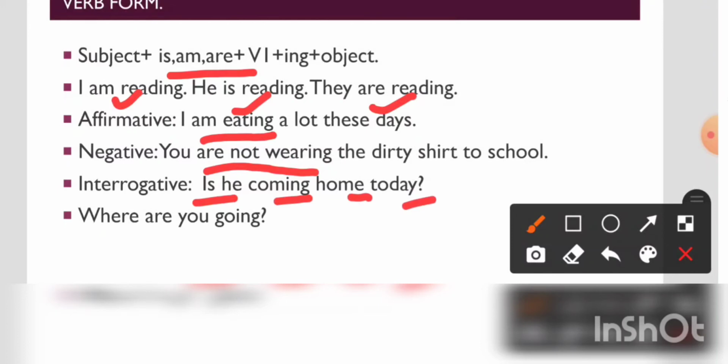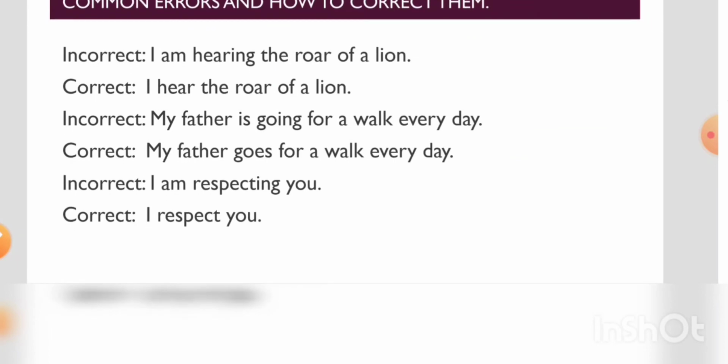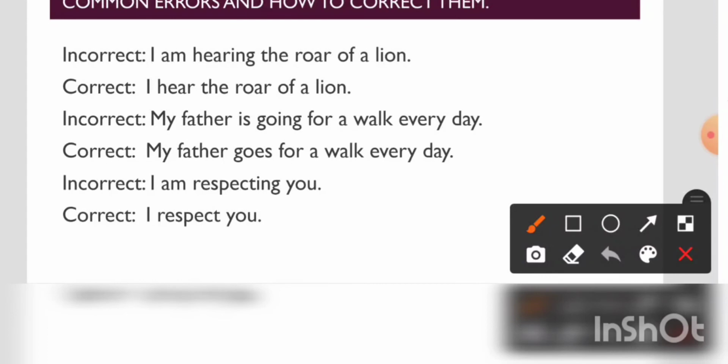If the question begins with a WH word, suppose where, then after where we use the helping verb, then subject, then main verb. Where are you going? Very important part of the video, don't miss it. Common errors related to present simple tense and present progressive tense and how to correct them.